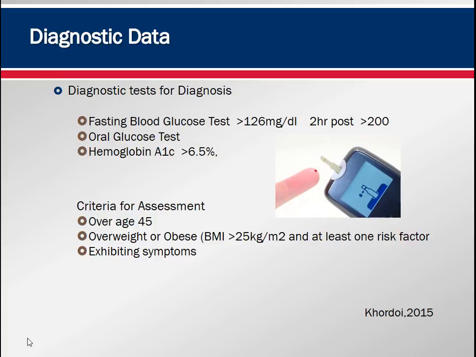Other lab tests that are useful in examining whether an individual might need further testing include BMP, BUN, creatinine, urinalysis for glucose, protein, acetone, proteinuria, and microalbuminuria. Criteria for assessment is individuals over 45, overweight or obese individuals, and anyone who exhibits symptoms such as polyuria, polydipsia, and polyphagia. Dizziness and excessive fatigue are also symptoms that can be exhibited.